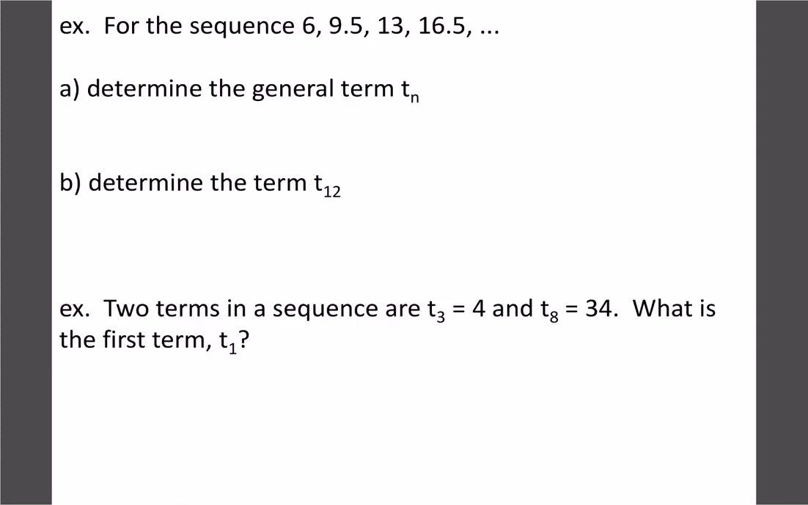Okay, so a couple more questions. So here's a different sequence. You can see we're starting at 6. So our term 1 is 6. And our common difference is 3.5. We're adding each time. So it can be decimals, doesn't matter.